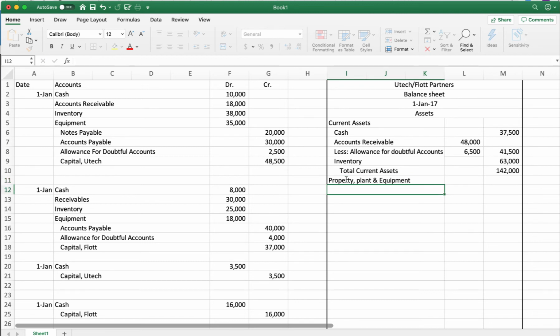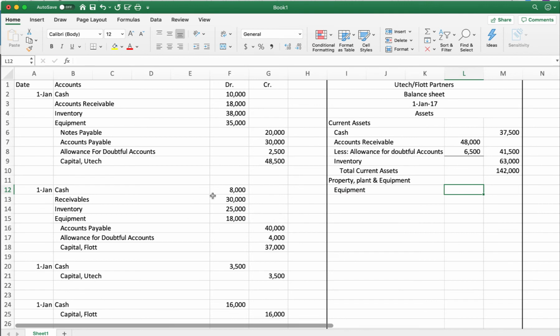Okay. So I need to go ahead and list out all my PP&Es, right? Well, this one's kind of easy because each of these owners contributed equipment. There's no property that we need to list, no plant. It's just straight equipment. That's easy for us. So I'm going to type in equipment.